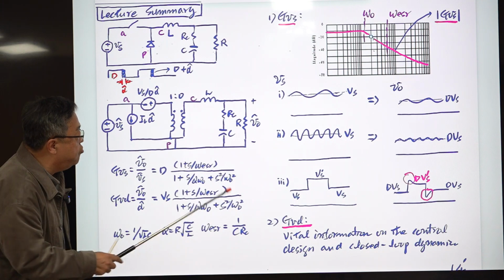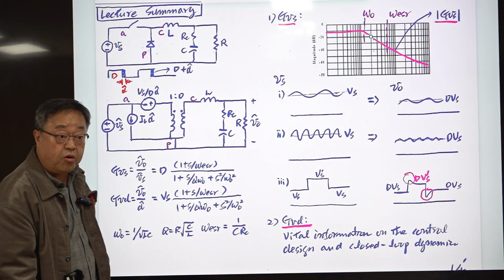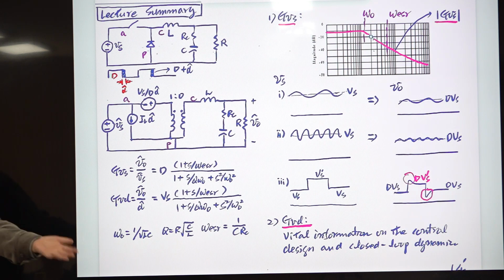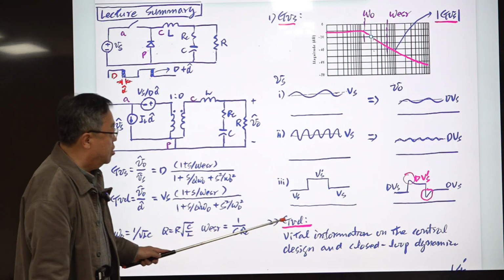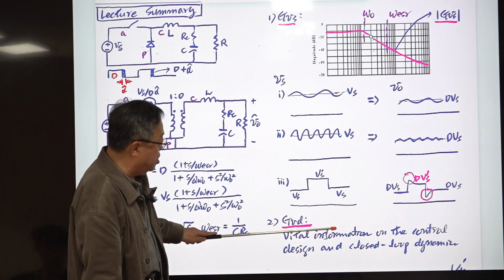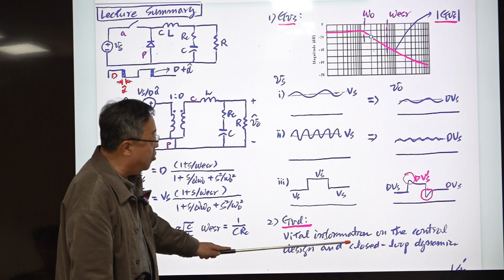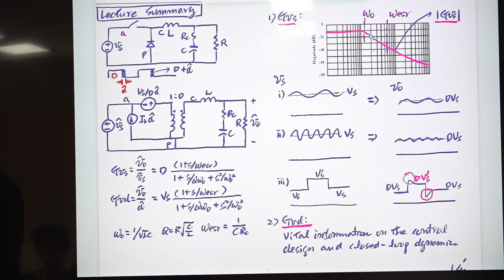Because eventually we will be changing the duty ratio of this converter, any converter, to achieve any design goal or to improve the performance of the converter. All you can do is change this duty ratio. So knowing this transfer function, the characteristic of this transfer function is that it provides vital information on the control design and the closed loop analysis. Okay?